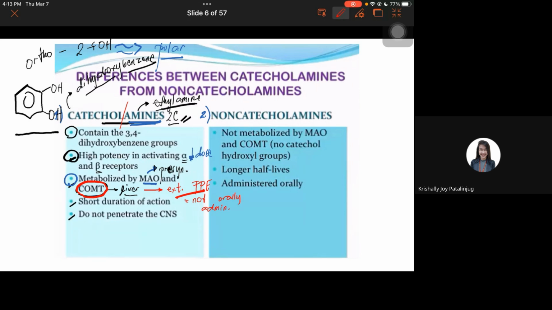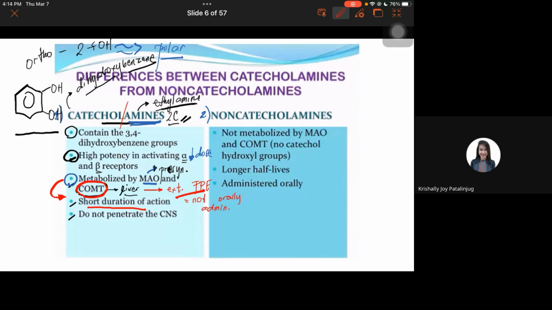Now with this characteristic ng catecholamines, highly metabolized sila by MAO and also COMT, they will now exhibit short duration of action sa katawan. Panandalian lang, kumbaga. Hindi sila pangmatagalan, hindi sila longer nagsistay sa katawan. So shorter yung duration nila kasi nga, they are highly metabolized.